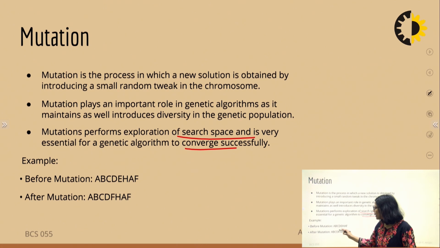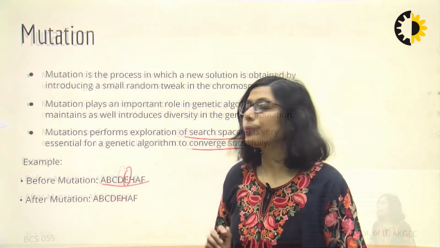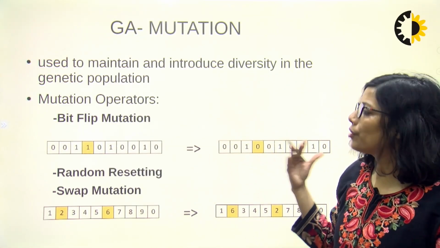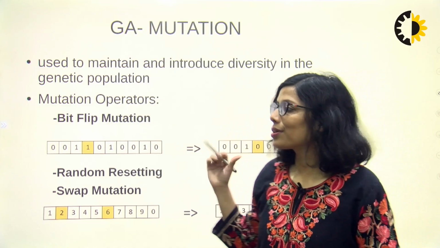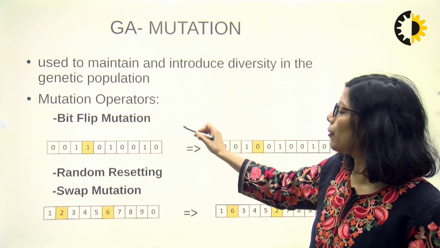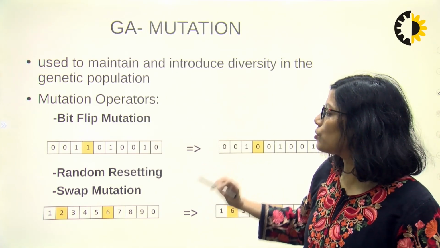So you can see before mutation, this is my solution. Now after mutation, I have changed only one gene and converted E to F. Next is how we are doing the mutation. Now there are various mutation operators that we are using. The first one is bit flip mutation, and then random resetting and swap mutation.